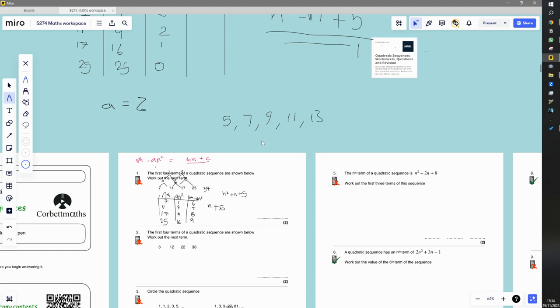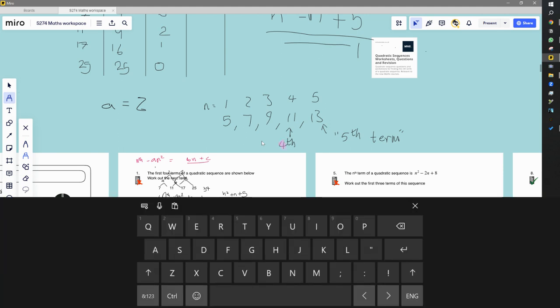Well, we know that this is the first term, so n is 1 there. This is the second term, so n is 2. This is the third term, so n is 3, and that's 4, and that's 5. So if we say that this is the fifth term, and this is the fourth term, well, the n is this number here, right?